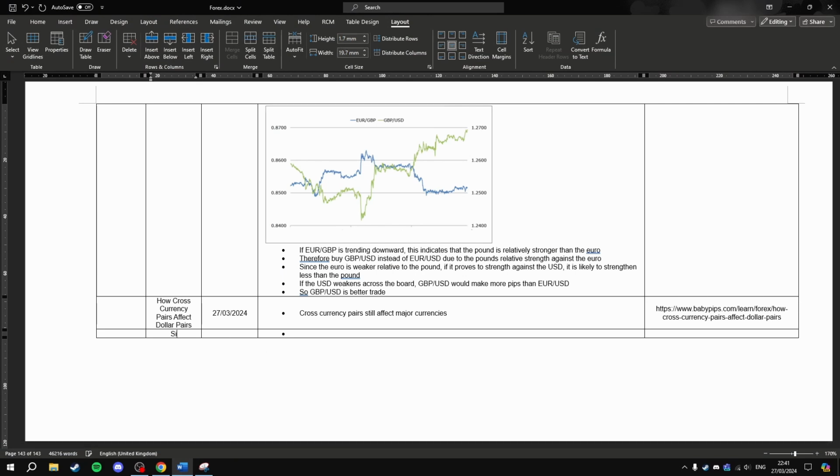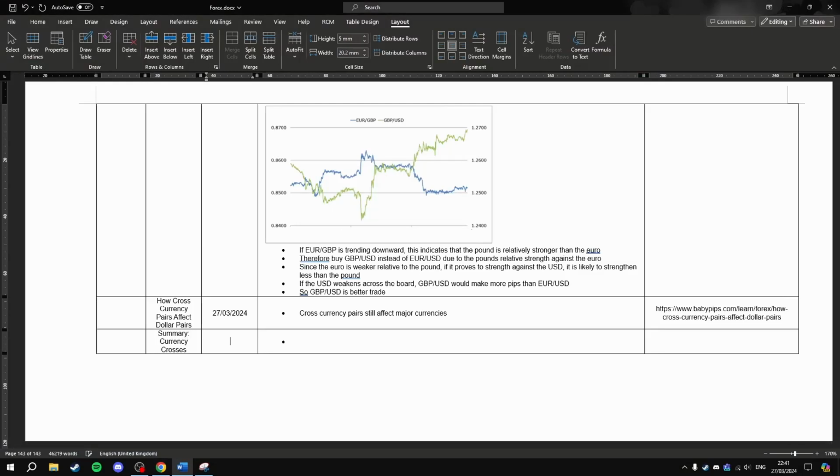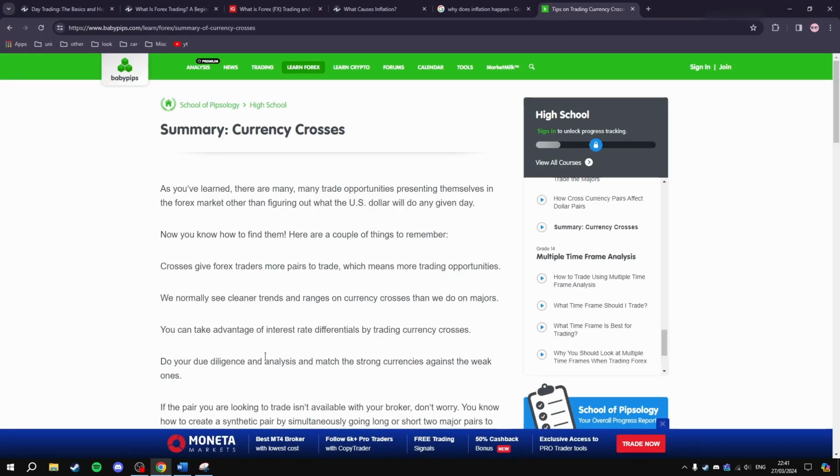Right. Summary. Currency crosses. As you've learnt, there are many trade opportunities presenting themselves in the Forex market other than figuring out what the US dollar will do at any given day. Now you know how to find them. Here are a couple of things to remember. Crosses give Forex traders more pairs to trade, which means more trading opportunities. We normally see cleaner trends and ranges on currency crosses than we do on majors.